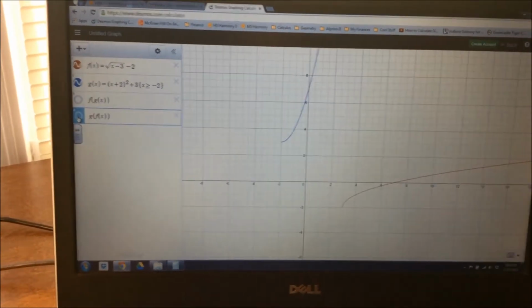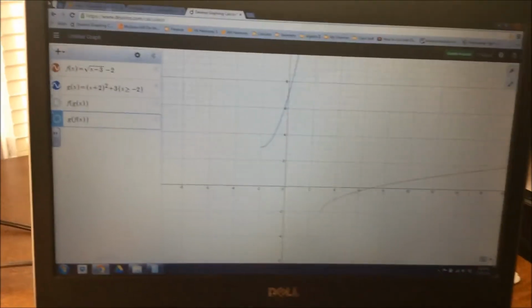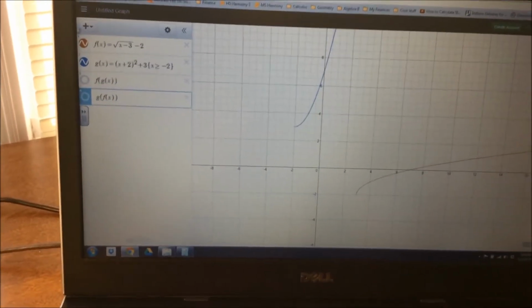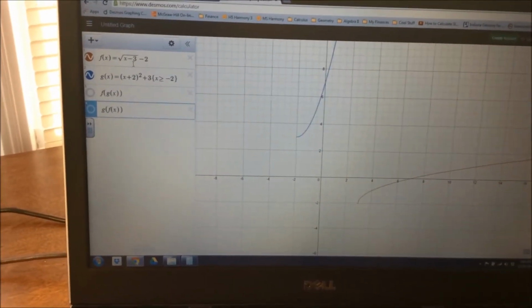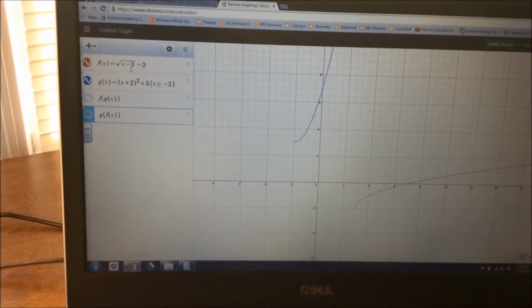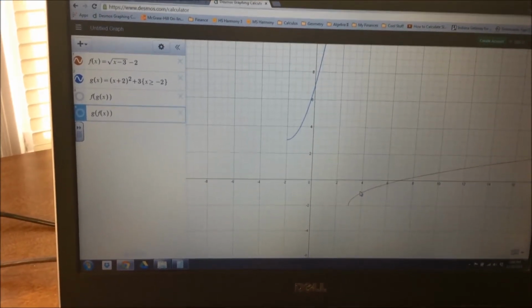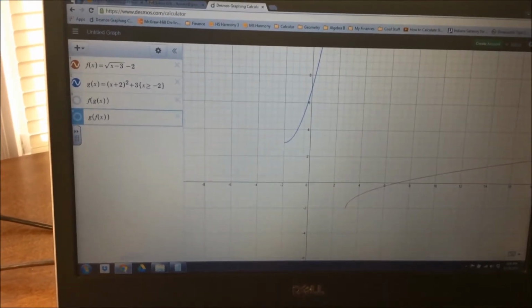So another way, if I were to give you just the line here, y is equal to square root of x minus 3 minus 2, like I did before. If you want to find the inverse of this graph right here, flip it over the line y is equal to x.